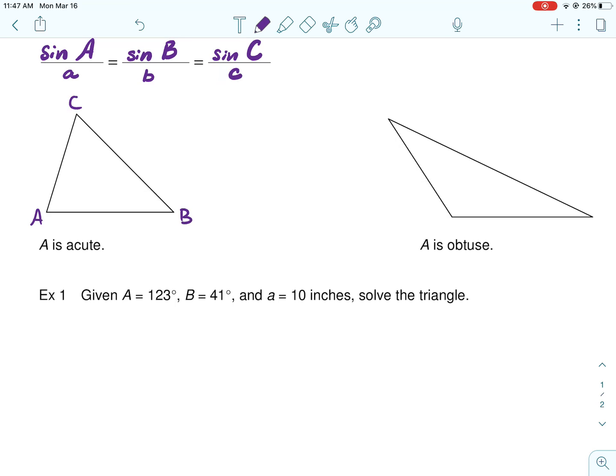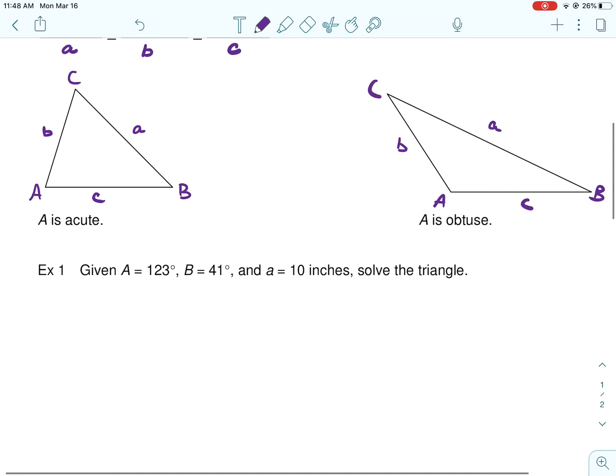All right, and just to recap, I know you guys know this, but angles of triangles are labeled with capital letters, and the sides are labeled with lowercase letters, and the side opposite of angle A is side A, opposite of angle B is side B, and opposite of angle C is side C. So that works for all of them.